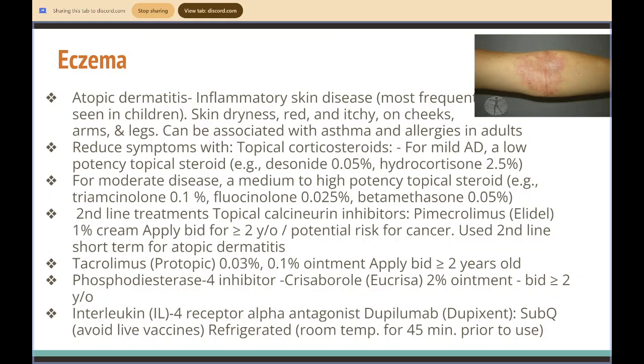Dupixent is another one. It is sub-Q, and it is an IL-4 receptor alpha antagonist. Avoid live vaccines if a patient is on Dupixent, and then refrigerate. Prior to use, we bring it to room temperature for 45 minutes.